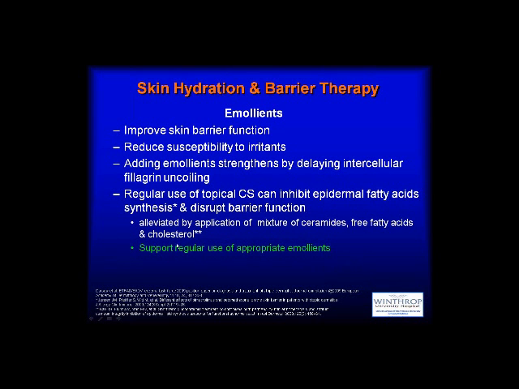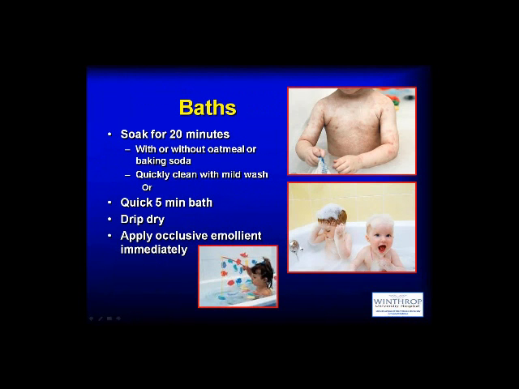Supportive regular use of appropriate emollients is very important. What about baths? I tell my patients there are two types of baths, a long bath and a short bath. The long bath is soaking in the bathtub for 20 minutes, with or without an oatmeal base, then quickly rinsing with a mild wash and applying your moisturizer on wet skin. I recommend this about twice a week. Then on a daily basis, a quick 5-minute bath, drip dry, and apply occlusive emollient immediately.